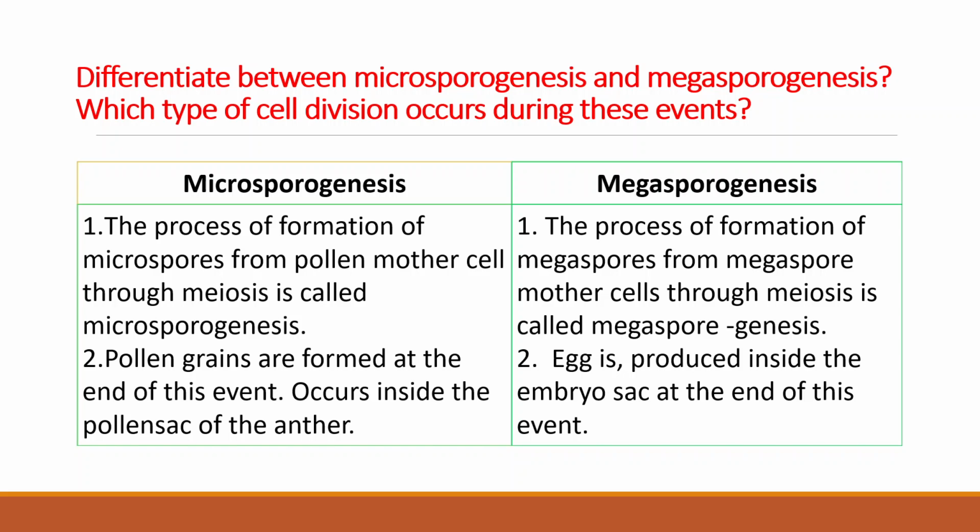The next point: in microsporogenesis, pollen grains are formed at the end of this event, which occurs inside the pollen sac of the anther. Whereas in megasporogenesis, the egg is produced inside the embryo sac at the end of this event.